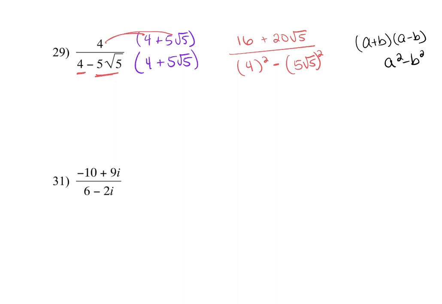Let's talk about that bottom. Hopefully all of you can do 4 squared, right? This second piece is where I see the most issues, all right? For this one, you're going to square the outside. What is 5 squared? Well, that's just 25.